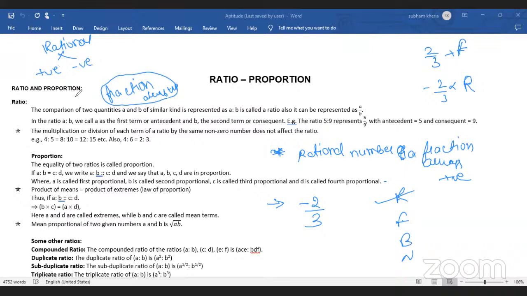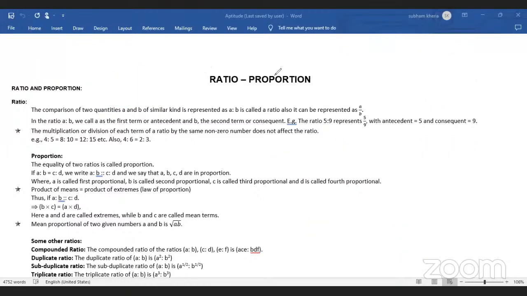But it is not necessary that all rational numbers are fractions, because rational numbers consist of negative values also, and a fraction will never consist of a negative value. Is it clear? Tell me, any doubt? Yes. Great. So this is what we have learned about rational numbers and ratios, the basic terminologies.